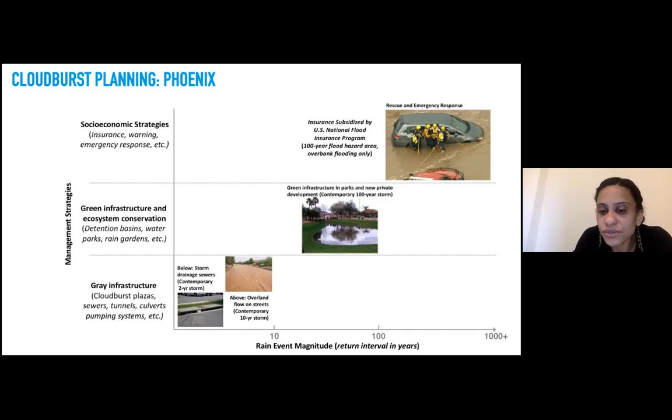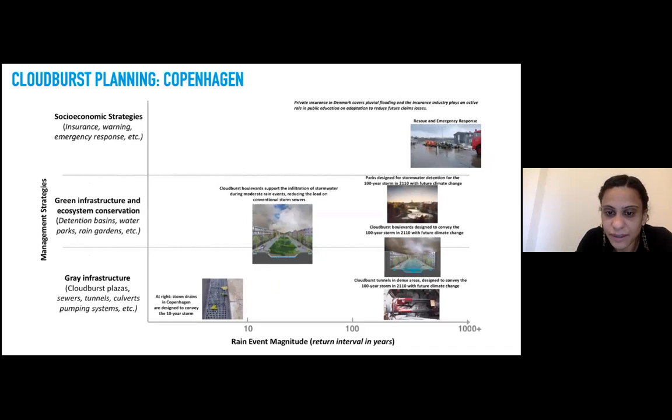They also use green infrastructure designed for the 100-year storms for new development. But when you exceed the design capacity of this green and gray infrastructure, really their only strategy is social, to rescue. There's no plan. And a lot of these flooding impacts are not covered by our existing social mechanisms like insurance, and the burden really falls on private property owners.